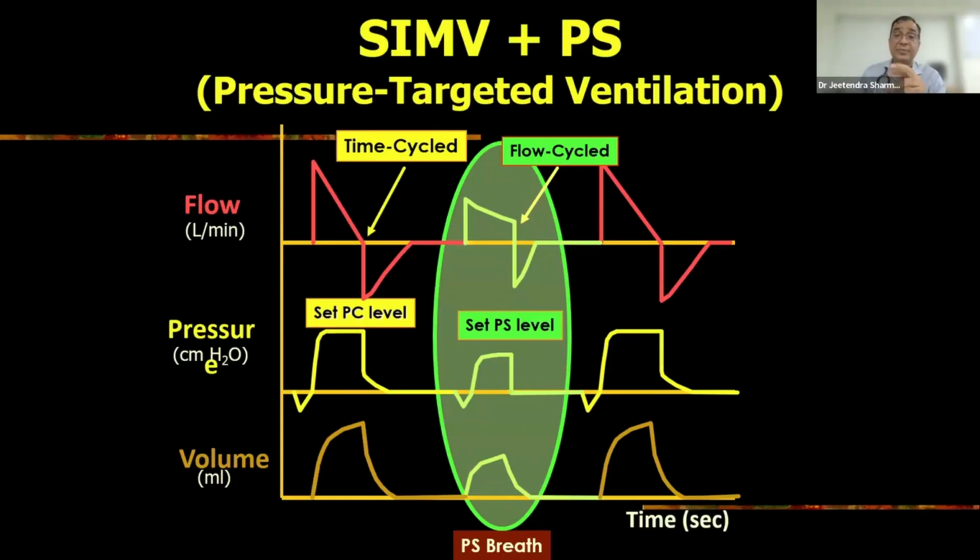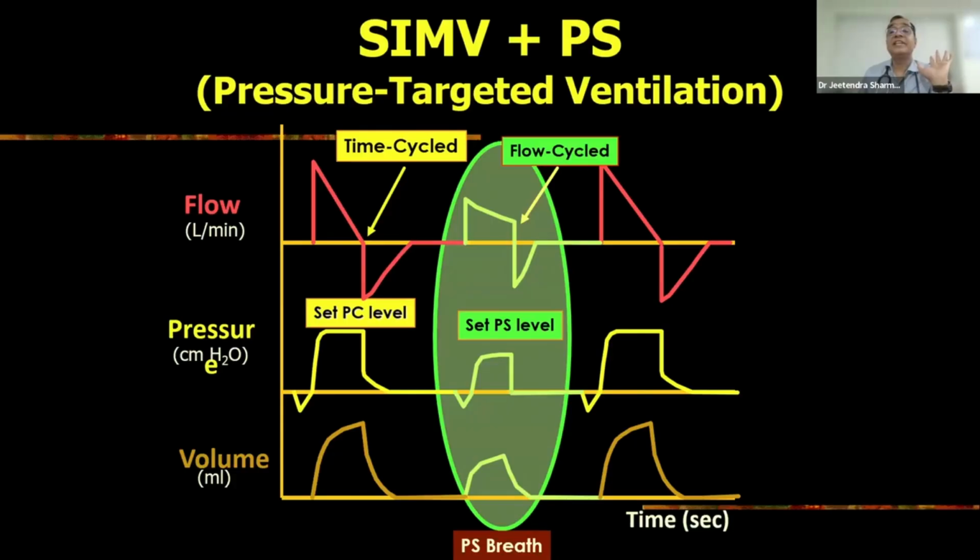Now, how can you differentiate pressure preset, meaning pressure assist control, and also pressure support? When the decelerating flow touches the baseline, it is a pressure control or pressure assist control. Or if it is not touching the baseline, before that it is cycling, and it is a pressure support. So now you can easily say this is SIMV volume preset, that is a mandatory breath, plus a pressure support breath. And a pressure support breath is always initiated by the patient.